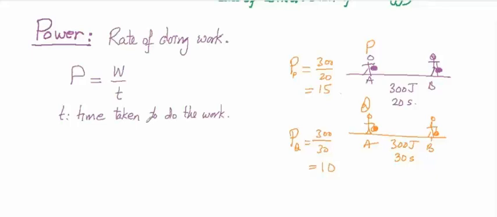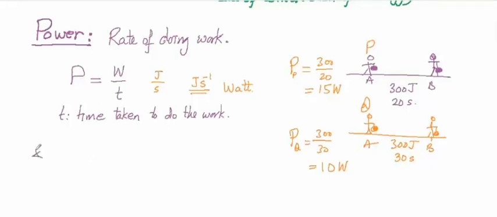Now, 10 what? The unit. The unit for power is the watt. Work is in joules and time is in seconds, so it means joules per second, and this quantity is called watt. It is named after the scientist Watt, and we denote it with capital W. So person P worked at a rate of 15 watt and person Q at a rate of 10 watt. Okay, so this is about power.